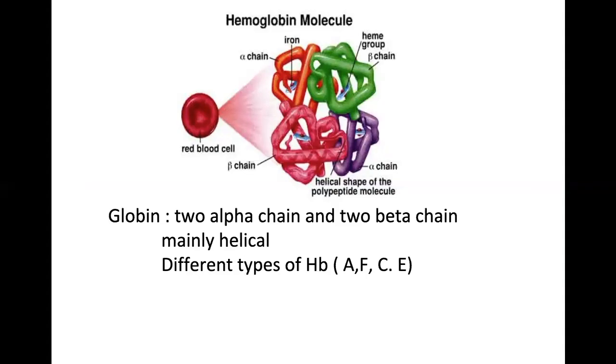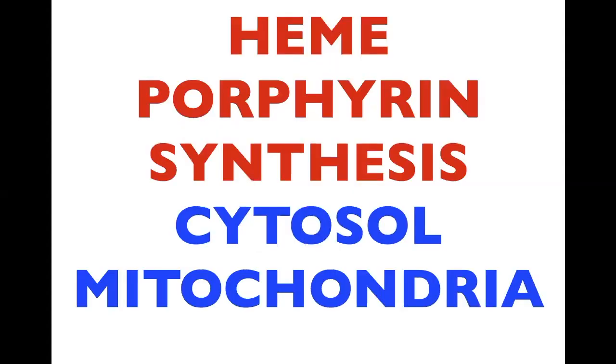So the globin, 2 alpha, 2 beta chains, are mainly helical. And you have your different types of hemoglobin: hemoglobin F, hemoglobin A, hemoglobin C, and hemoglobin E. So your mnemonic there is actually the word FACE: hemoglobin F, A, C, and E.